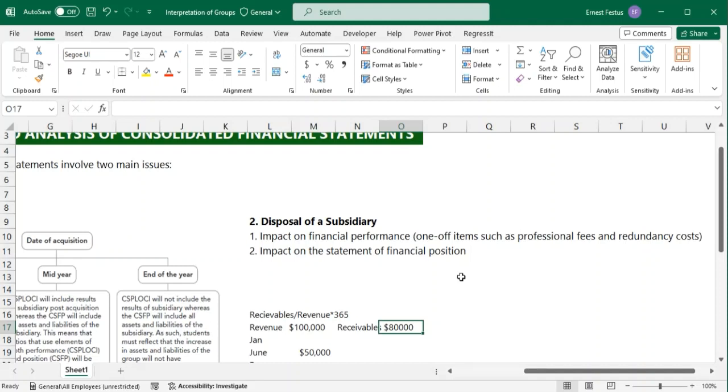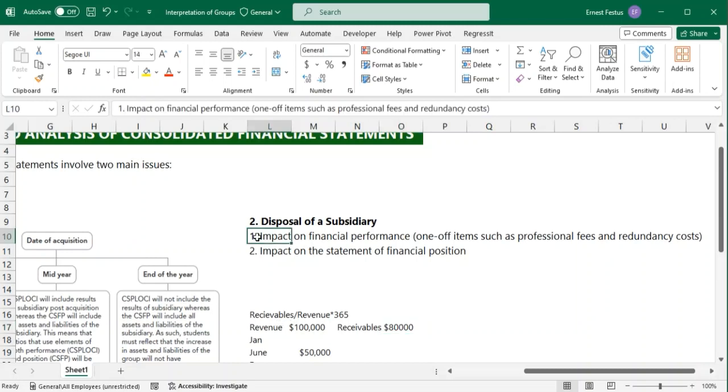Because we are disposing of the subsidiary, there will be one-off items such as professional fees and redundancy costs. These costs will be incurred in association with the disposal of the subsidiary, and so this will affect our profit figures for the period. Meanwhile, they are not going to reflect in subsequent years. It will only distort the financial performance of the group in the current year. It will not affect the figures for the previous year.